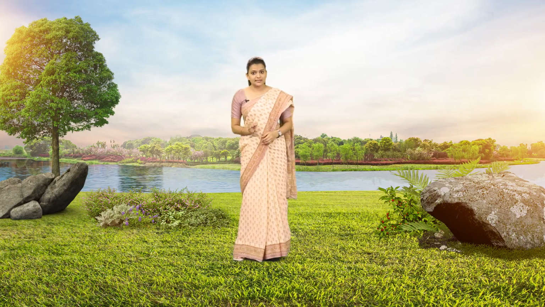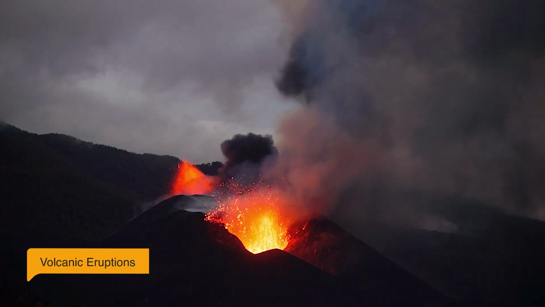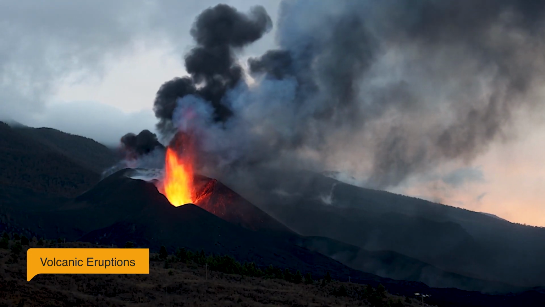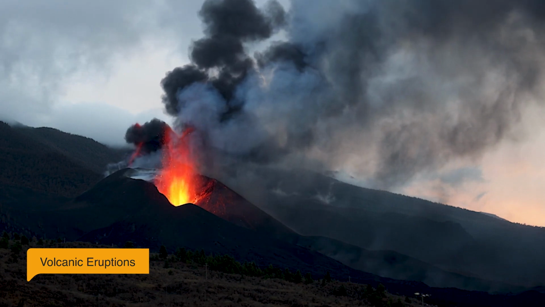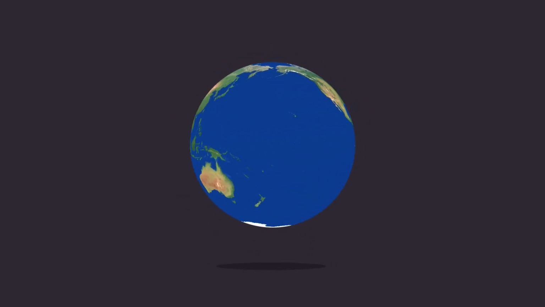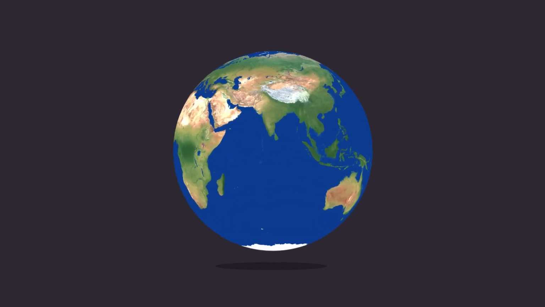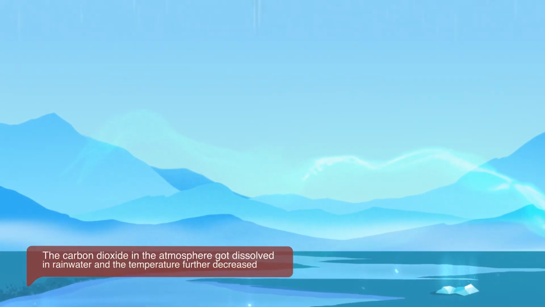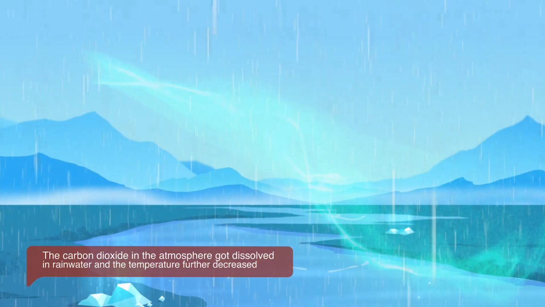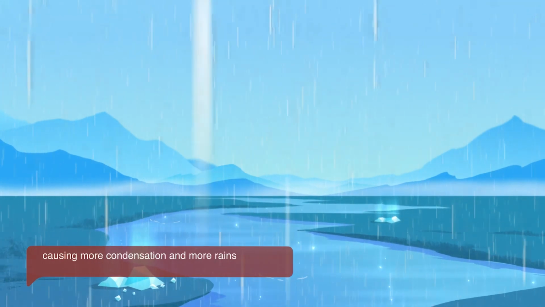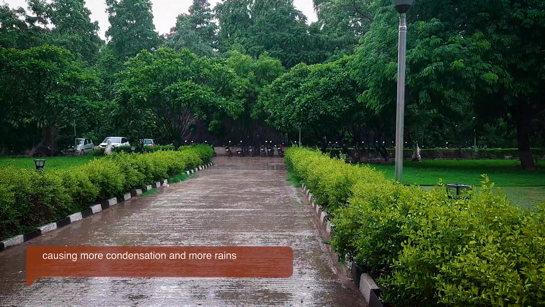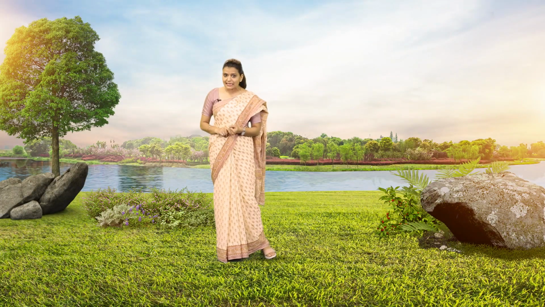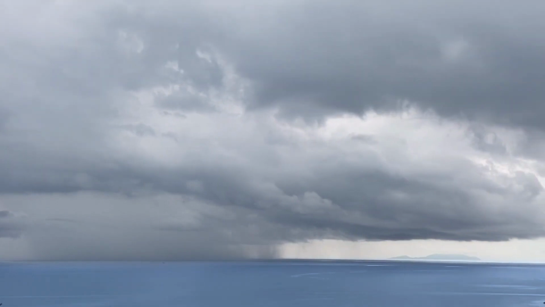So, degassing took place. Continuous volcanic eruptions also contributed water vapor and gases to the atmosphere. As the Earth cooled, the water vapor released started getting condensed. The carbon dioxide in the atmosphere got dissolved in rainwater, and the temperature further decreased, causing more condensation and more rains. The rainwater falling onto the surface got collected in the depressions to give rise to oceans.